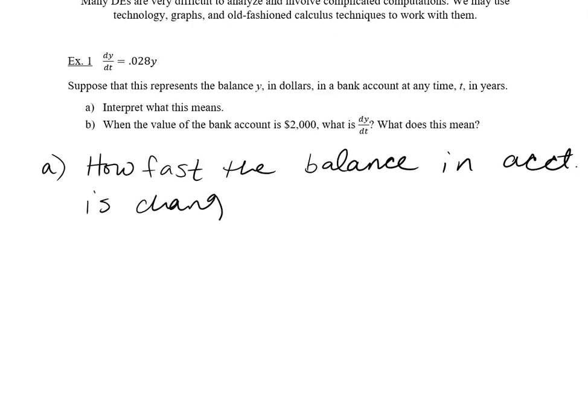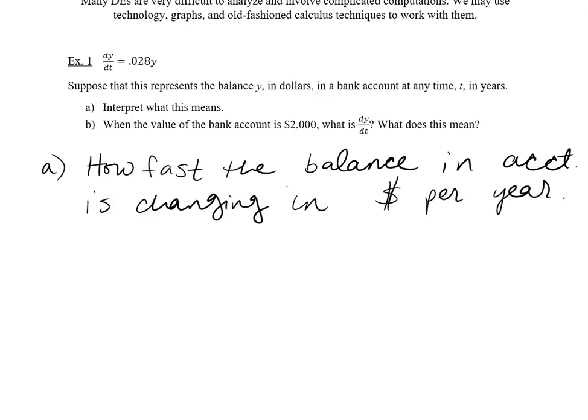And the units are important here. It would be in dollars per year. In dy/dt, y is dollars and t is years, so the rate of change, dy/dt, would be dollars per year. So we could say it's how fast the balance in the account is changing in dollars per year, just like that.